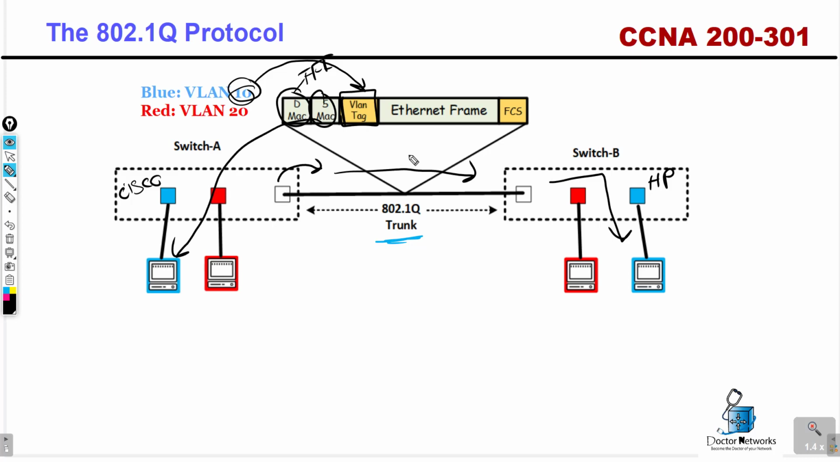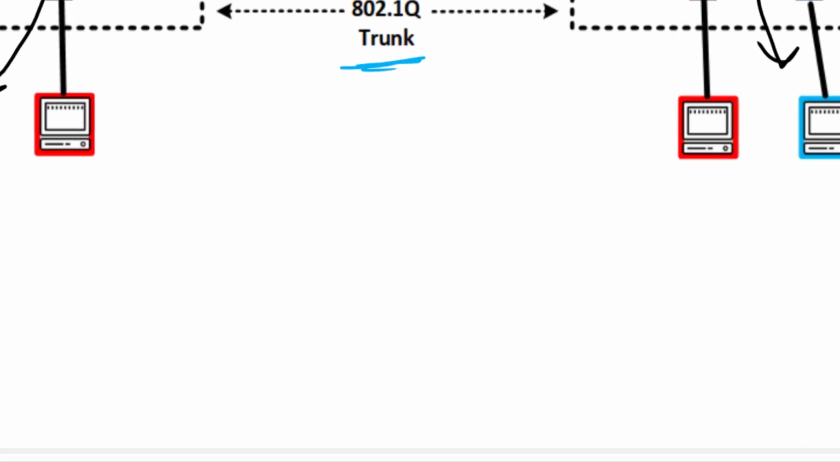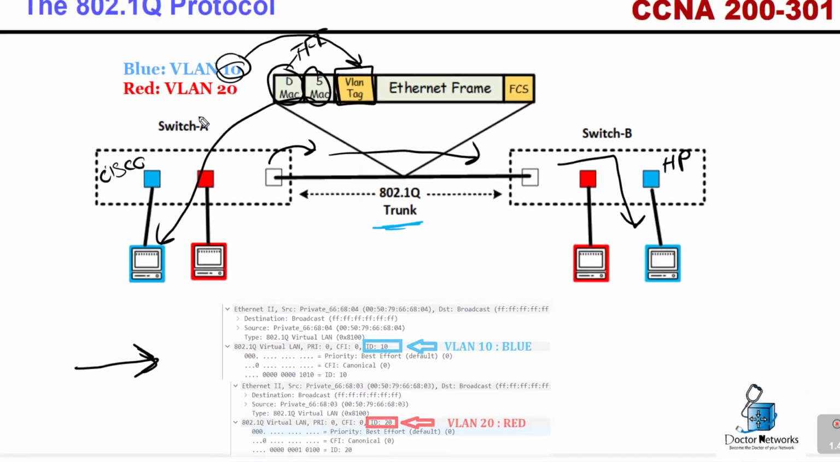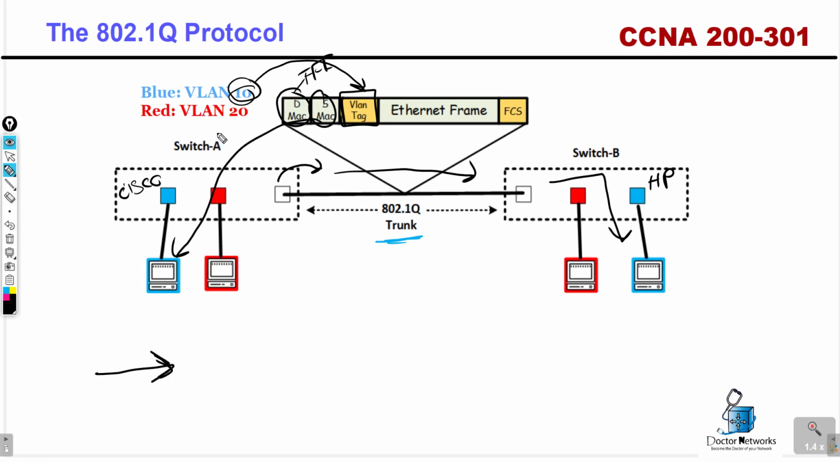So behind the scenes, this actually works. I'm going to show you a Wireshark capture right here of VLAN 10 communicating over the Ethernet trunk and VLAN 20 communicating over the Ethernet trunk. So that is it with the 802.1Q protocol, and more on that as we go towards the lab. And one last topic is the native VLAN. So let's look into that.